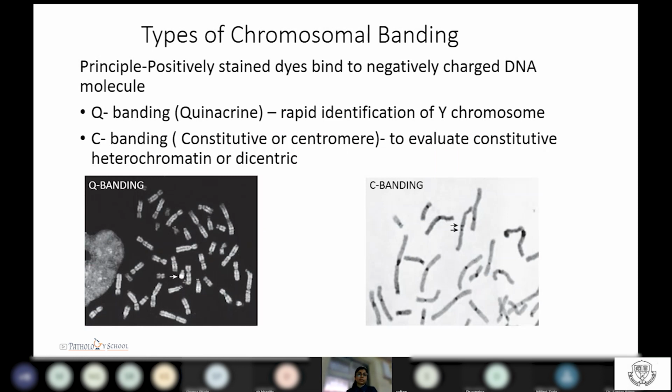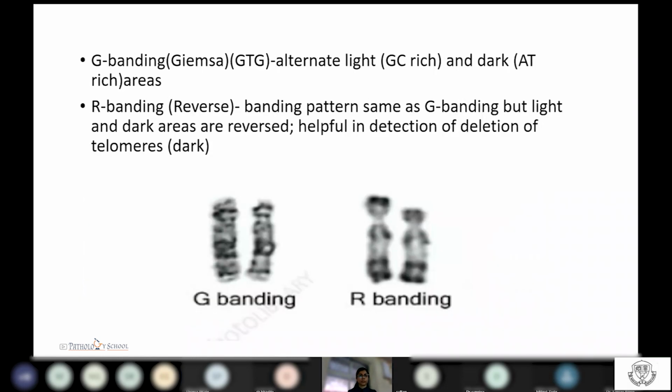Next, we will look at the types of chromosomal banding. Now, your DNA is negatively charged, so positive dyes will bind to your DNA. So you have quinacrine banding, which is no longer used, but is used only for the rapid identification of the Y chromosome. Then C banding, or constitutive or centromere banding. This is used to see whether chromosomes are monocentric or dicentric, looking at the centromeres.